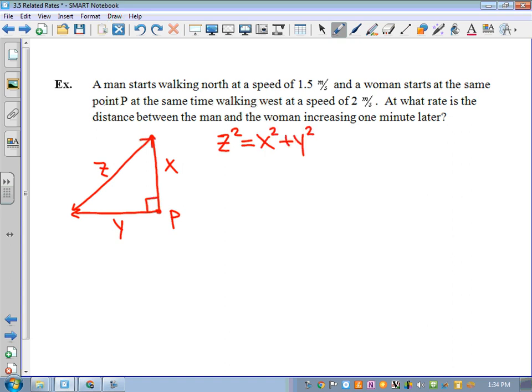Now, it wants to know at what rate the distance between the man and the woman is increasing. That is dz over dt.